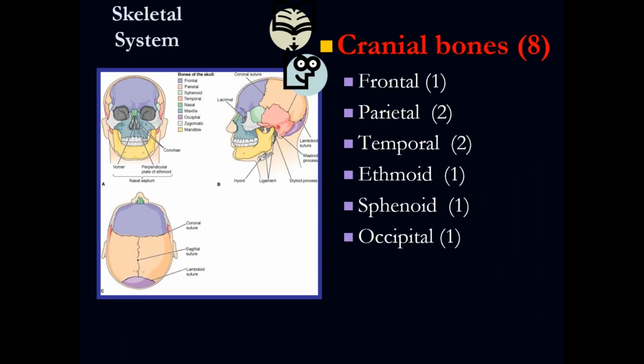Talking about the bones, I want you to remember the cranial bones. How many cranial bones do we have? 8 cranial bones. We have one frontal bone, but 2 frontal lobes below it. 2 parietals, 2 temporal, 1 ethmoid, 1 sphenoid, and 1 occipital bone, but we have 2 occipital lobes under the occipital bone.